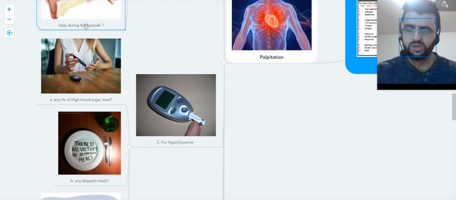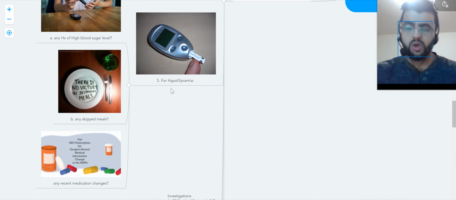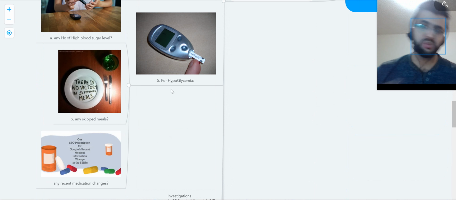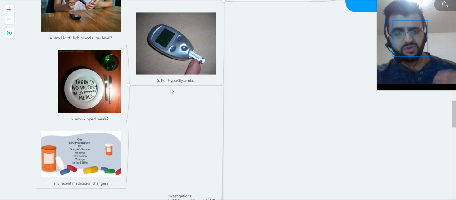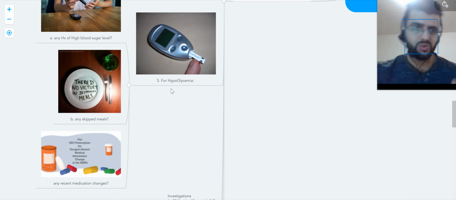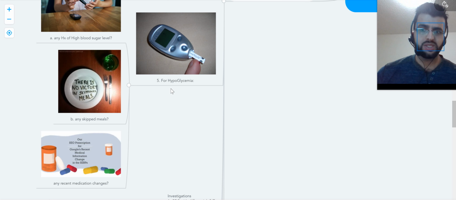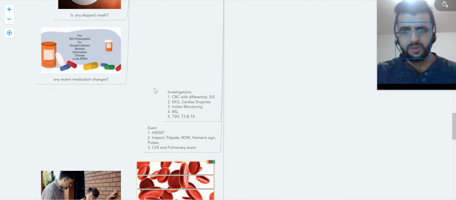So this one, dizziness, forget about it. It's not that one. For hypoglycemia, we ask three important questions. Number one, do you have any history of high blood sugar, or do you have diabetes? Any skipped meals? Because if they skip meals, they have hypoglycemia. When hypoglycemia, this triggers sympathetic response and causes you to have fast heart rate. The third one, any recent changes in your medications.